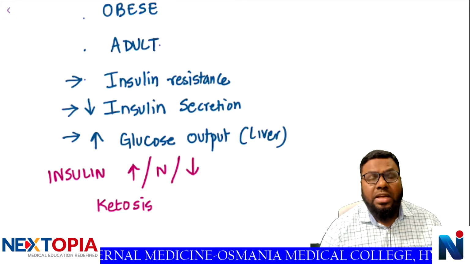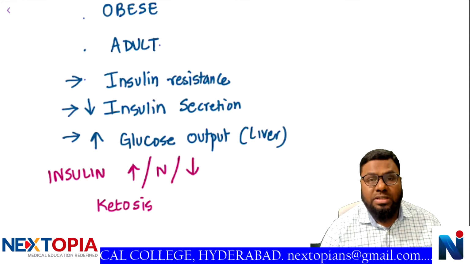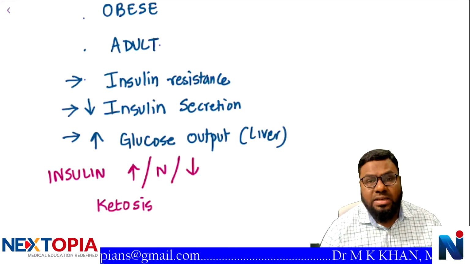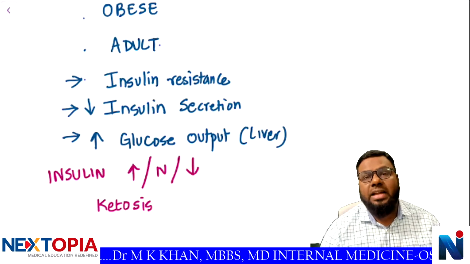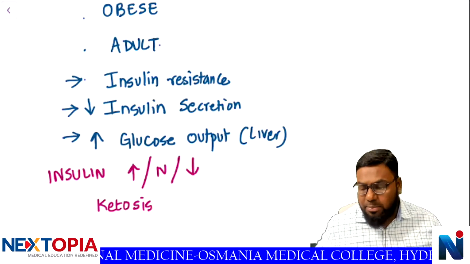very much increased. Suppose type 2 diabetes occurs in a non-obese person, then you should think about certain genetic disorders of insulin deficiency more than insulin resistance. In obese people, insulin resistance is more common than insulin deficiency. All right. All these are important factors of type 2 diabetes mellitus.